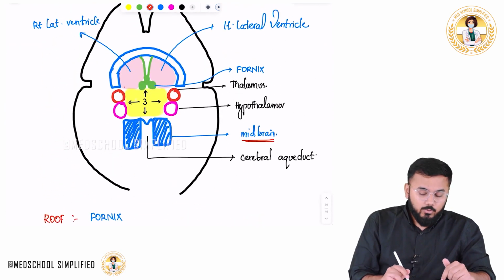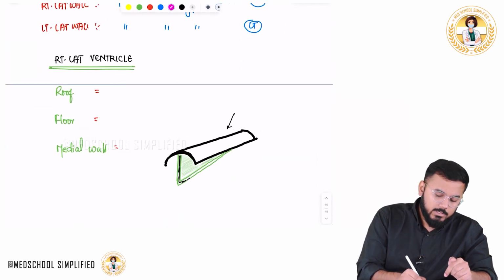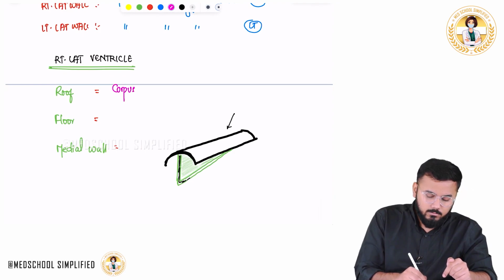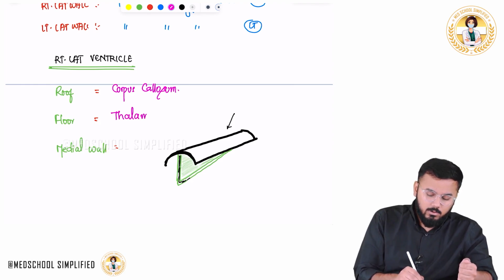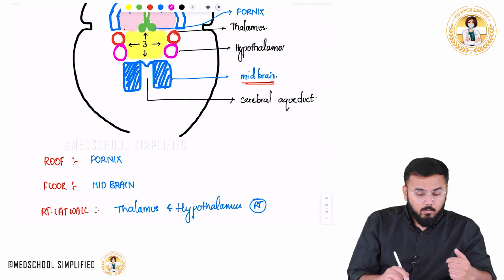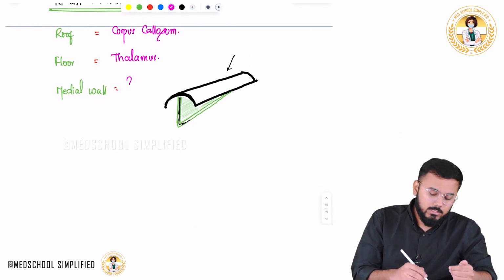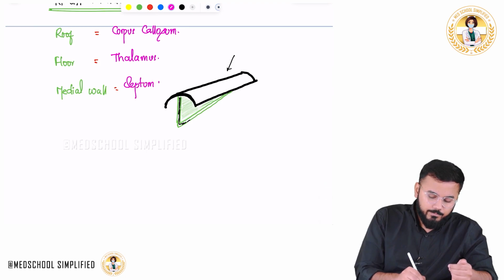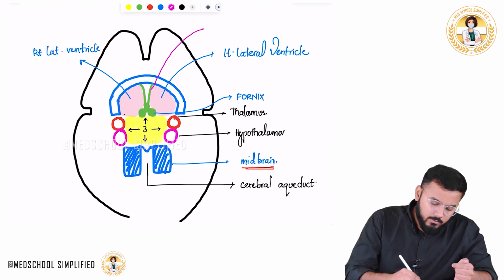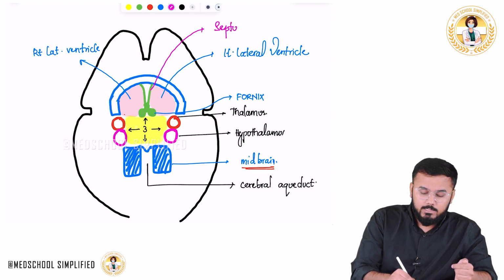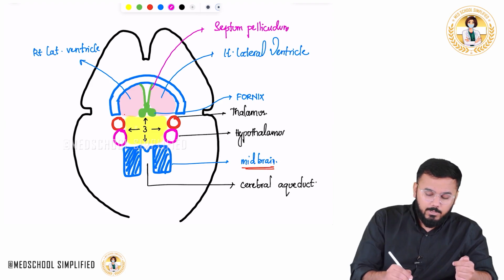Okay. So what is the roof consisting of here? The roof is consisting of the corpus callosum. What is the floor consisting of? The floor is consisting of the thalamus. What is the medial wall consisting of? The medial wall is consisting of the septum pellucidum. You see this particular structure over here, this is called the septum pellucidum.